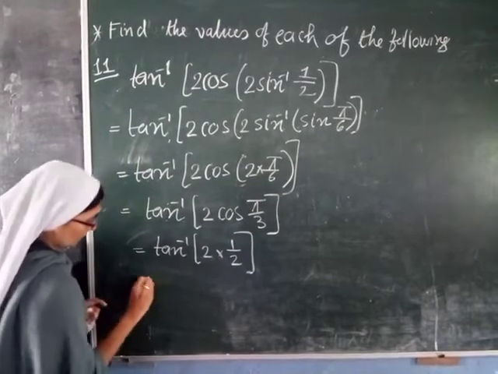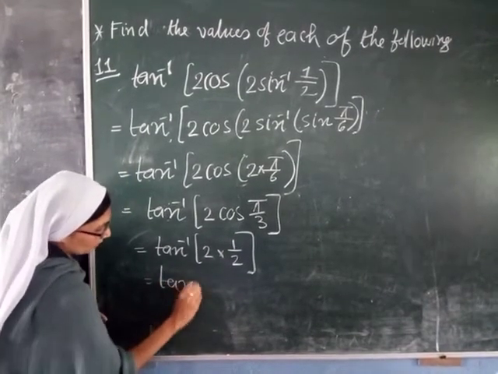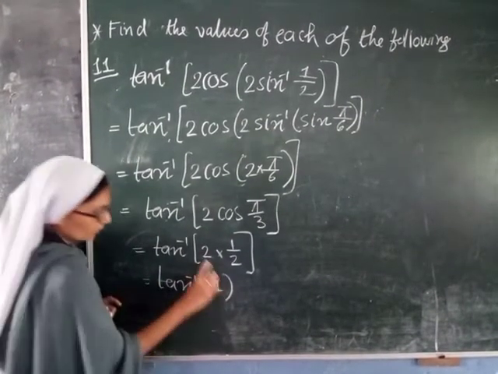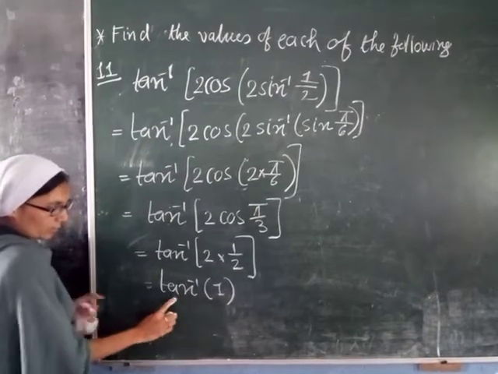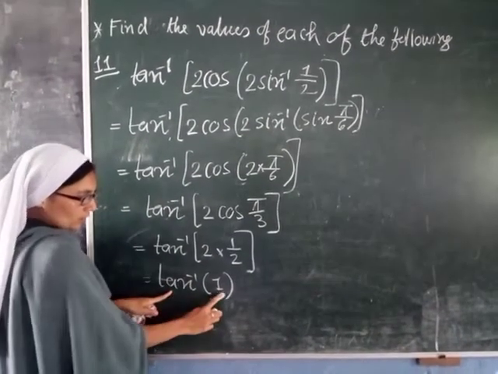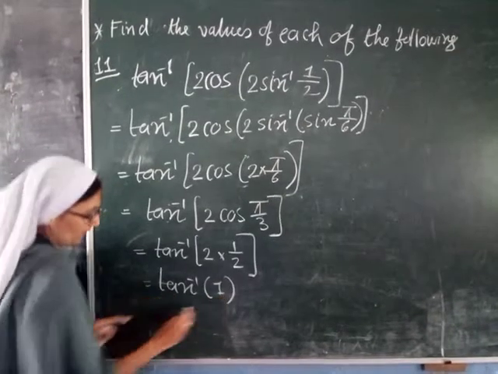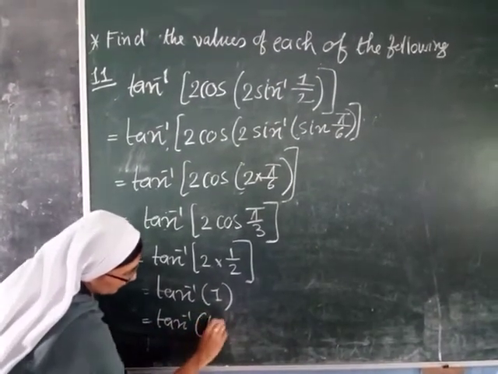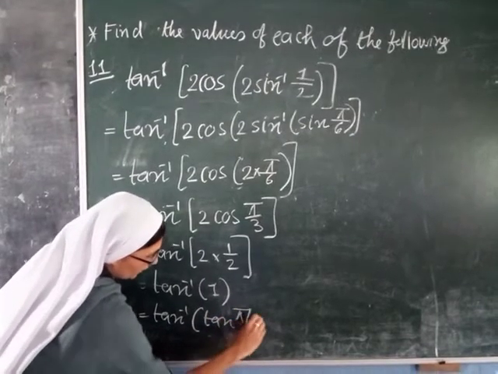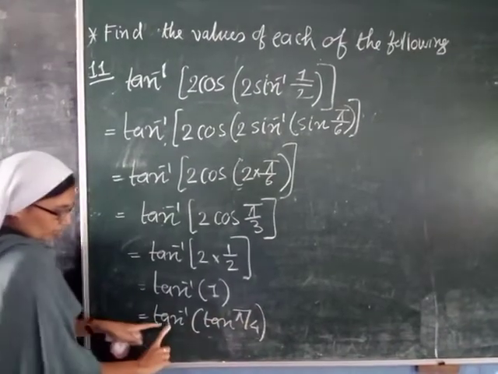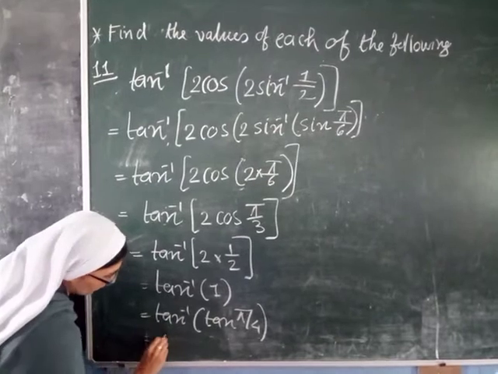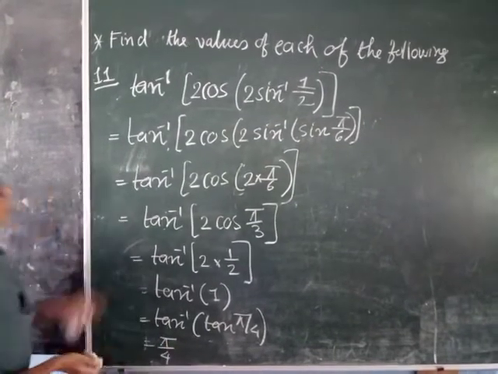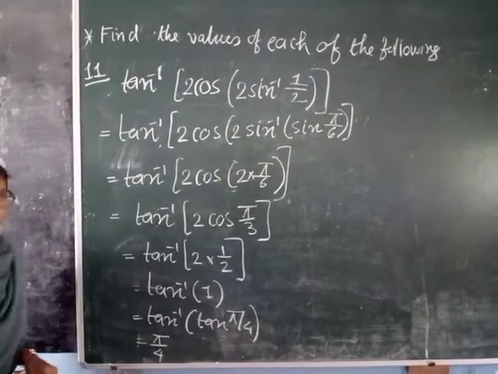So 2 and 2 cut. So what you get is tan inverse 1. Okay, 2 and 2 cut, 1 remains. Then again you have to cancel this tan inverse. So you write the value of tan, which is 1. So we will write it as tan inverse tan pi by 4. Tan pi by 4 is 1. So tan inverse and tan you can cancel. So you get pi by 4. So the value of this is pi by 4.